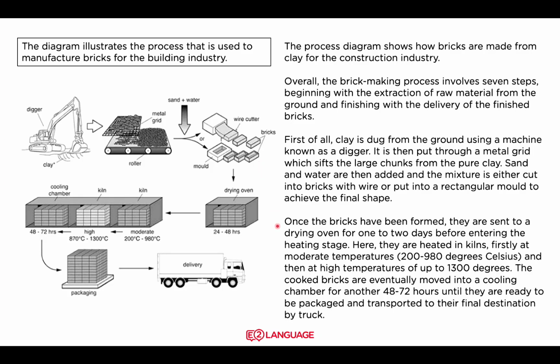Once the bricks have been formed, they are sent to a drying oven for 1 to 2 days before entering the heating stage. So from here, heating stage over here. Here they're heated in kilns, firstly at moderate temperatures, 200 to 980 degrees Celsius, and then at high temperatures of up to 1300 degrees. So I'm including this part here, the higher temperatures here. The cooked bricks are eventually moved into a cooling chamber here for another 48 to 72 hours until they are ready to be packaged here and transported to their final destination by truck.